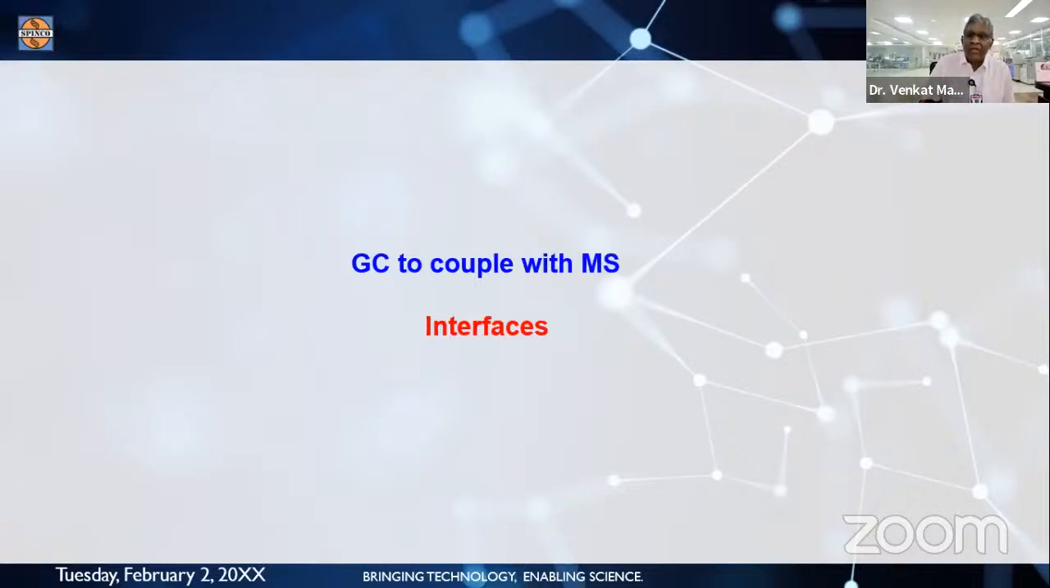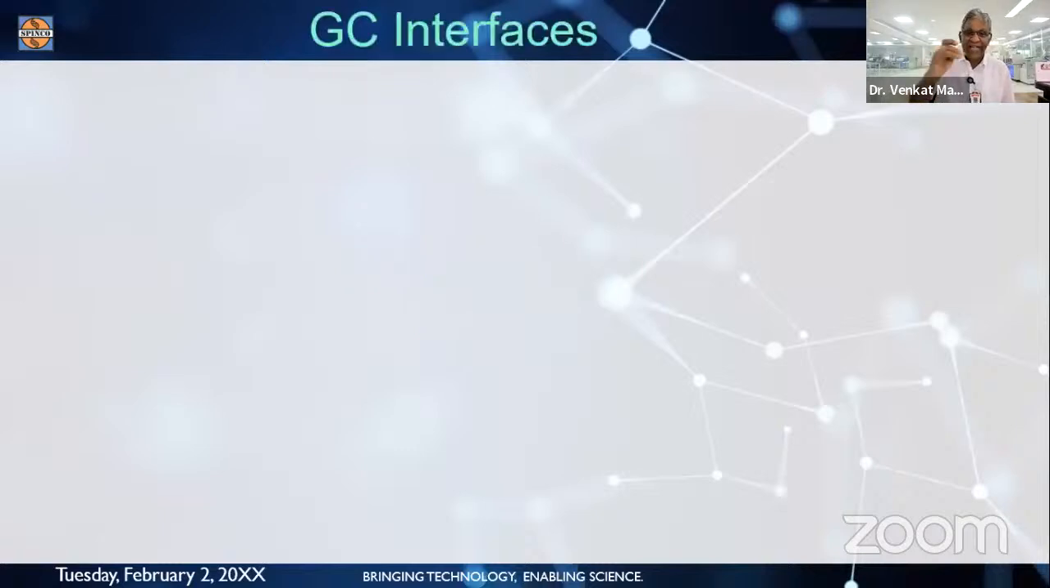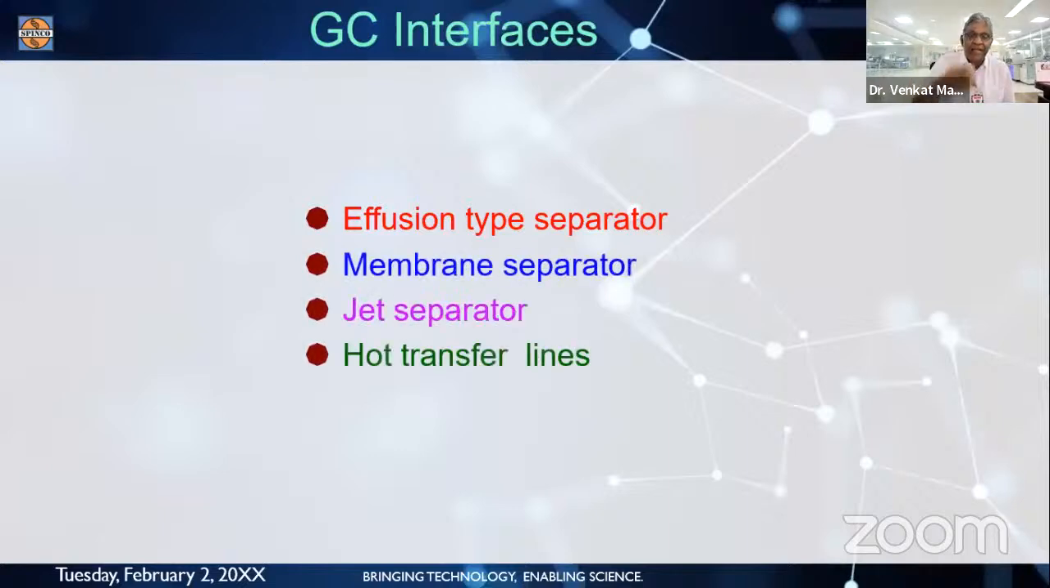Excellent. Very good. Now, I have to remove the mobile phase. How to do that? Very simple. We use several kinds of interfaces for that. There is an interface called the effusion type interface in gas chromatography. Another is called the membrane separator. The third one is called the jet separator. The fourth one is called hot transfer lines. The first two, effusion type and membrane separator, are of historical importance. We will not focus on that. The jet separator we will discuss.